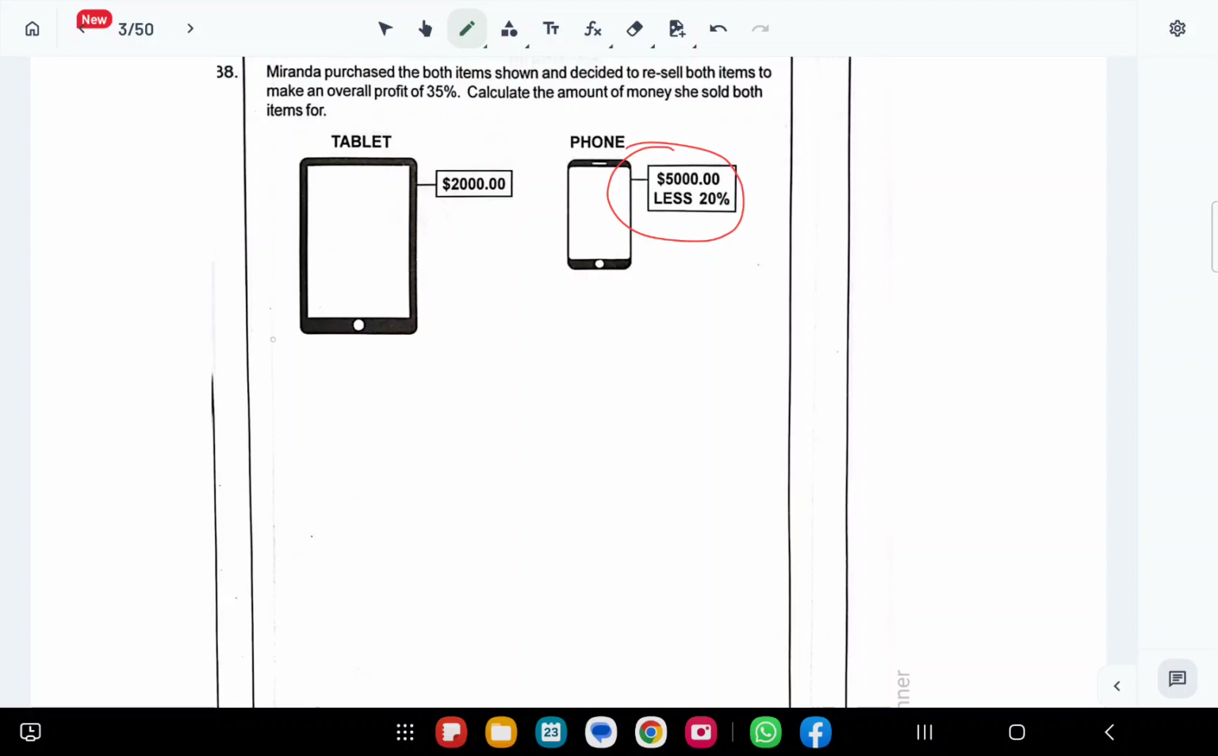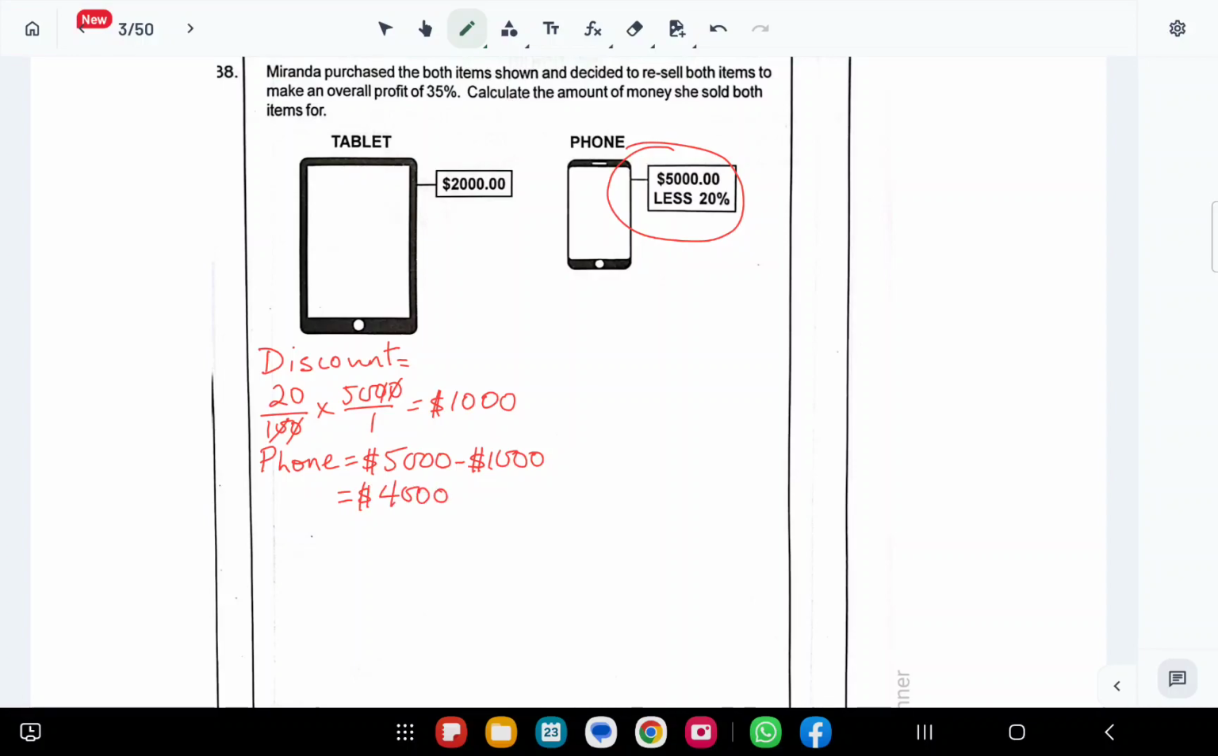So to calculate the discount first for the phone, which is 20%, so 20 over 100 multiplied by the cost price, which is 5,000 over 1. Cancel the 0, cancel the 0, cancel the 0. 5 by 2 is 10, and add 2 zeros. So she got a discount of $1,000. So the phone will cost 5,000 take away the 1,000, which is equal to $4,000.